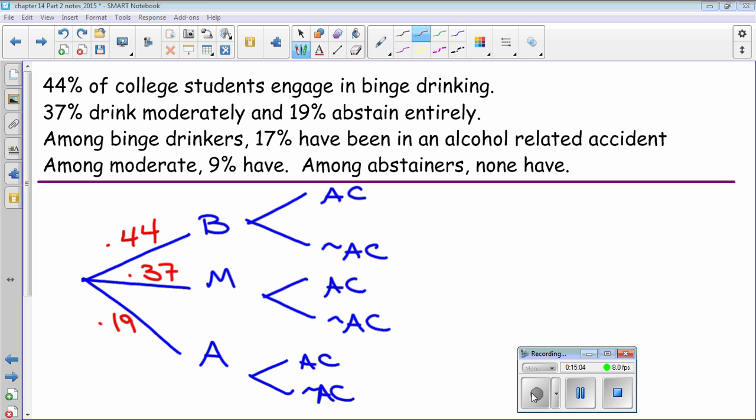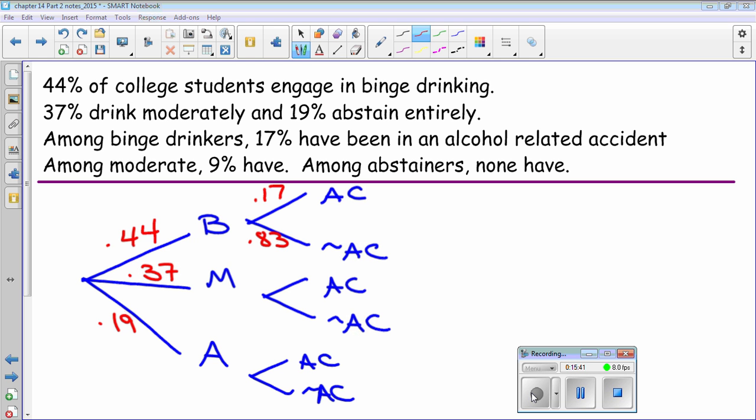Now we're going to move on to our second series of branches. It says among binge drinkers, so now I'm in the top branch of my tree, 17% have been in an alcohol-related accident, which means how many have not? 83%, right? 0.83, because those also have to add to be 1. Question. You'd have to figure out where you made your mistake. Yeah, so that's a clue that you either drew the tree wrong or something happened. Okay, good question.